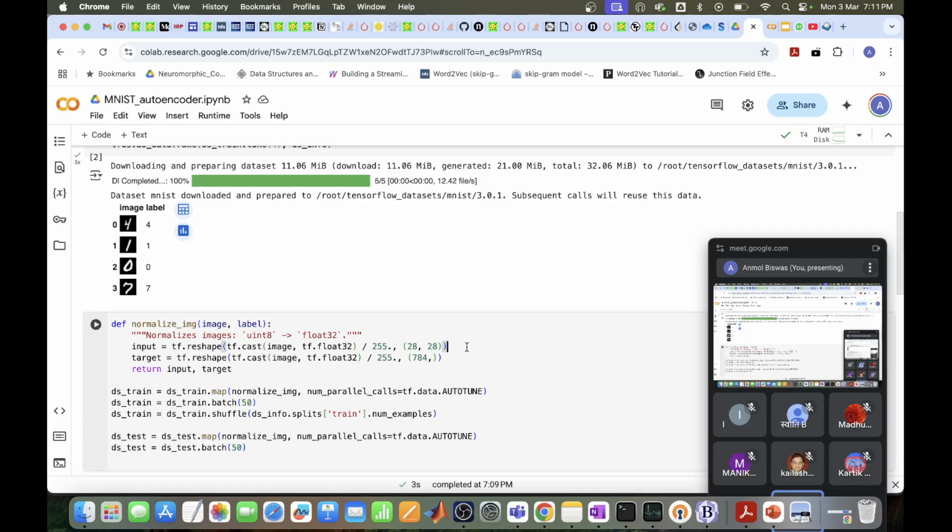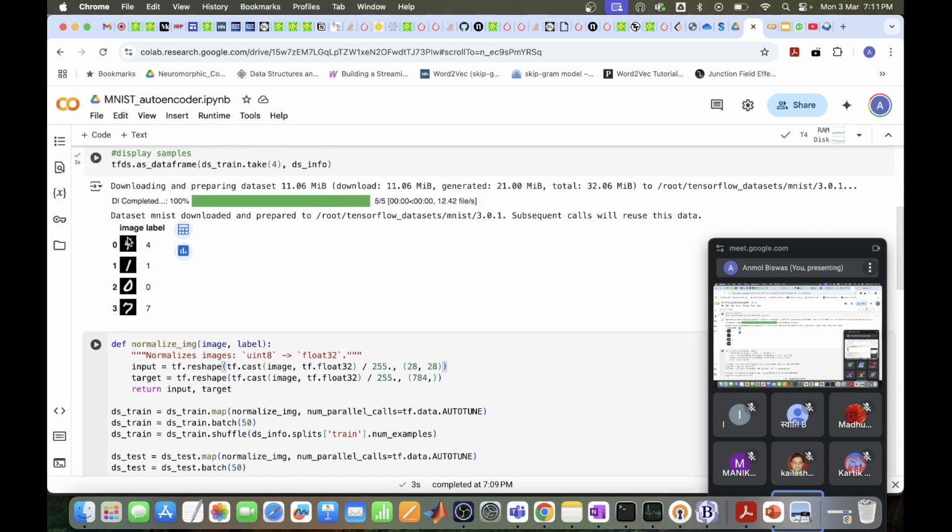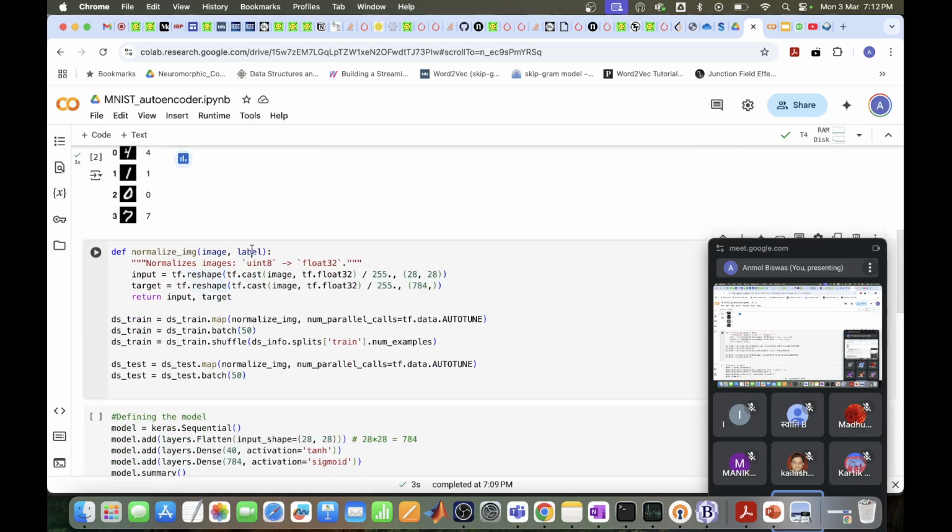Then we reshape it into 28 by 28. By default, the shape of these images is 28 by 28 by 1, because it has one channel: 28 rows and 28 columns and one channel, because it is a black and white image. We don't need the channel, so we get rid of it. The next part is that I'm making a little bit of a change. I'm discarding this label.